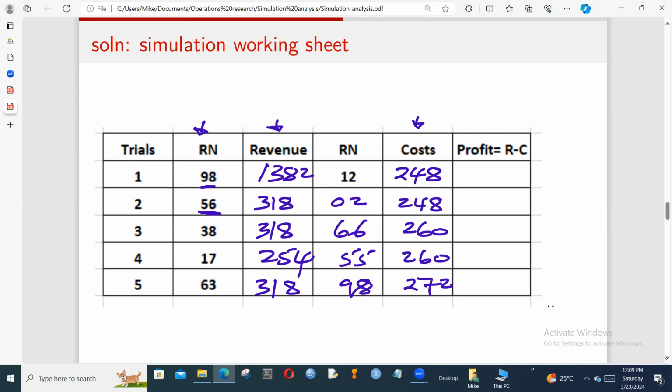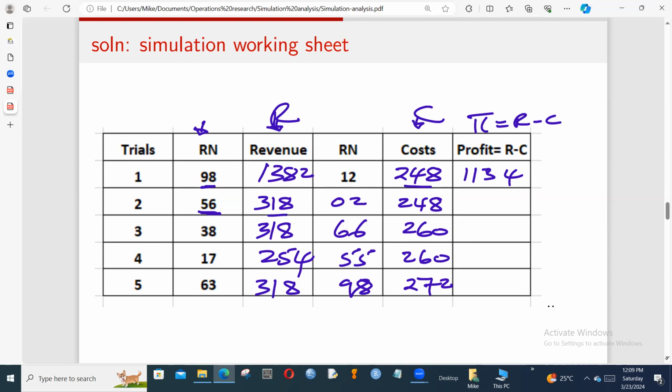Now for profit, we need this column for revenue and cost, because there's no other figure you've been told. So profit here is just going to be revenue minus cost. So 1882 minus 248. It is 1134. Yes, it's 1134. Thank you.